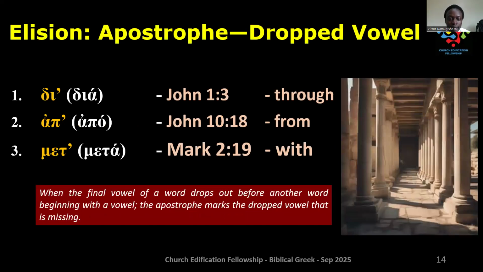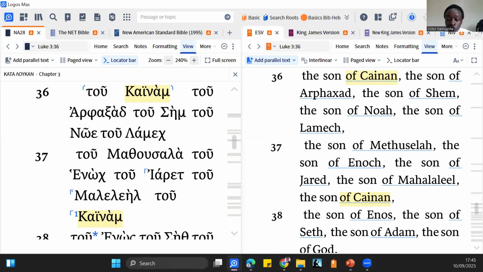Then there's what we call the elision. The elision is an apostrophe at the end of a word that implies a dropped vowel, okay? There are some circumstances where vowels are dropped, and they are shown by the elision. And I'll give a few examples of those cases.